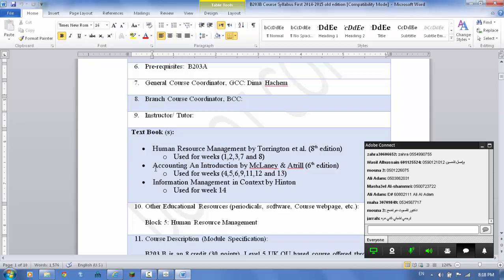After that, we will discuss the ideas about accounting and finance. We will take an introduction to accounting, and the textbook for this part is Accounting: An Introduction by McLaney and Atrill, the second edition. This book will be used for weeks 4, 5, 6, 9, 11, 12 and 13. Finally, we will take the last part of the course, information management in context, and the book for this part is Information Management in Context by Hinton, which will be used for week number 14.